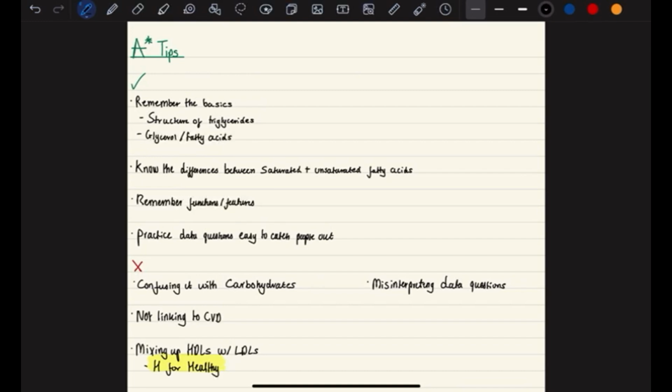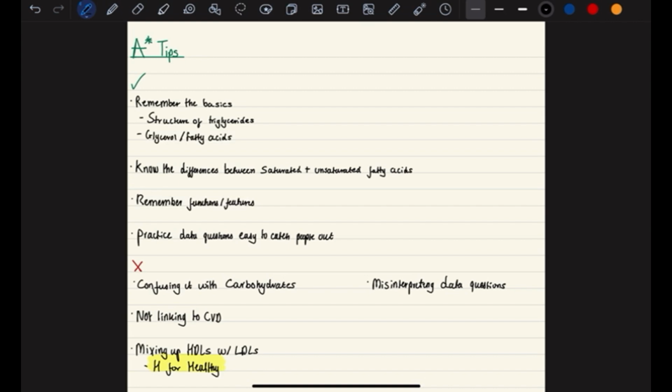Okay, a bit of a short and a sweet one today. A-star tip time. So, remember the basics, yeah? The structure of a triglyceride, the structure of glycerol, the structure of a fatty acid, yeah? Just remember those things. Very easy to remember, in my opinion. You don't want to lose marks for that in exam. Cool. Know the difference between saturated and unsaturated fatty acids. So saturated don't have the carbon to carbon double bond. Unsaturated do. Just remember things like that, yeah?